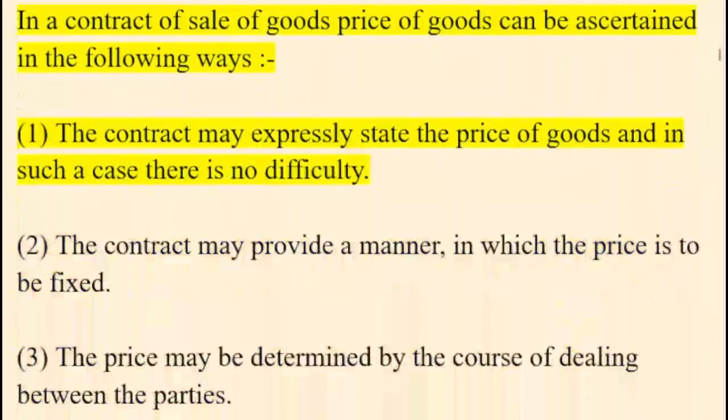In a contract of sale of goods, price of goods can be ascertained in the following ways. 1. The contract may expressly state the price of goods, and in such a case there is no difficulty.